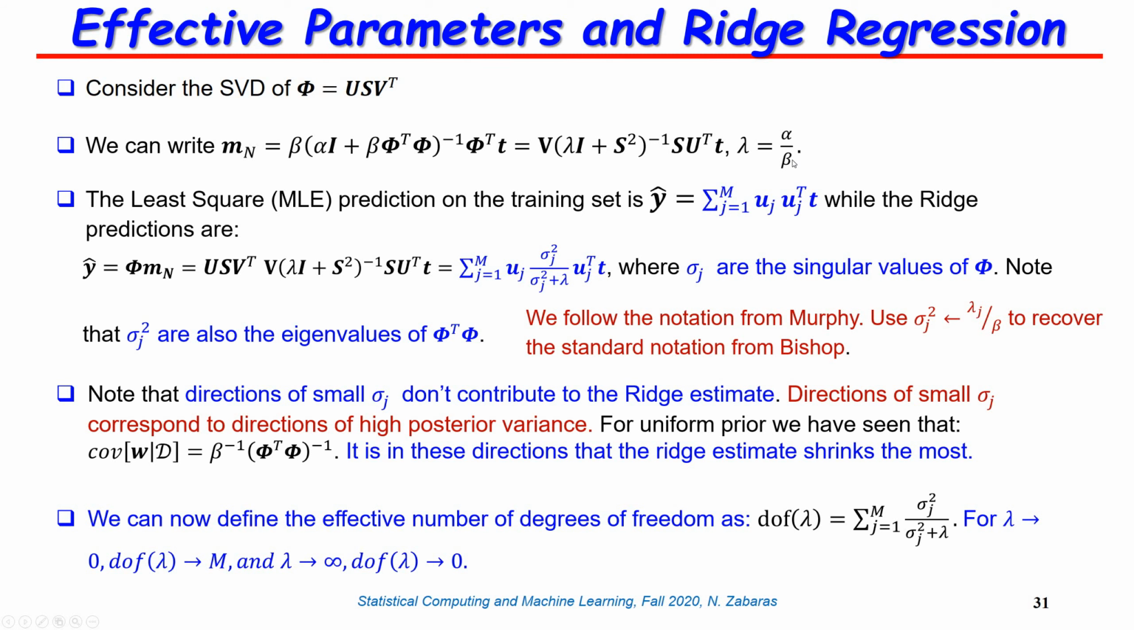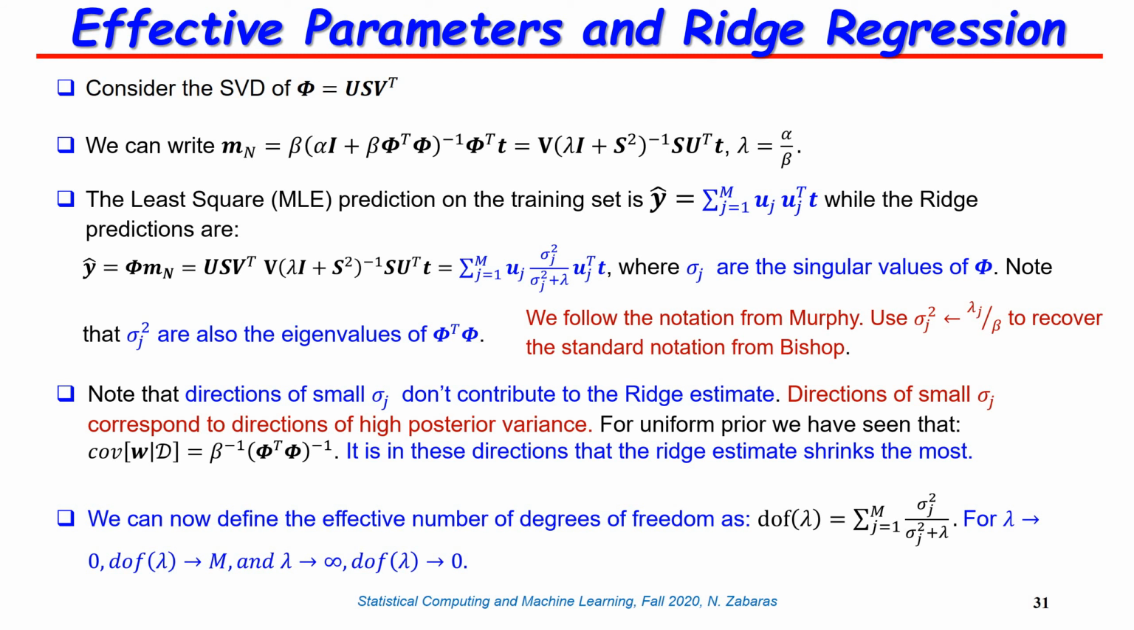So this is our regularization parameter that we have seen, right? That's the ratio of the precision of the prior divided by the precision in your likelihood model. So I call this lambda. That's our regularization parameter.